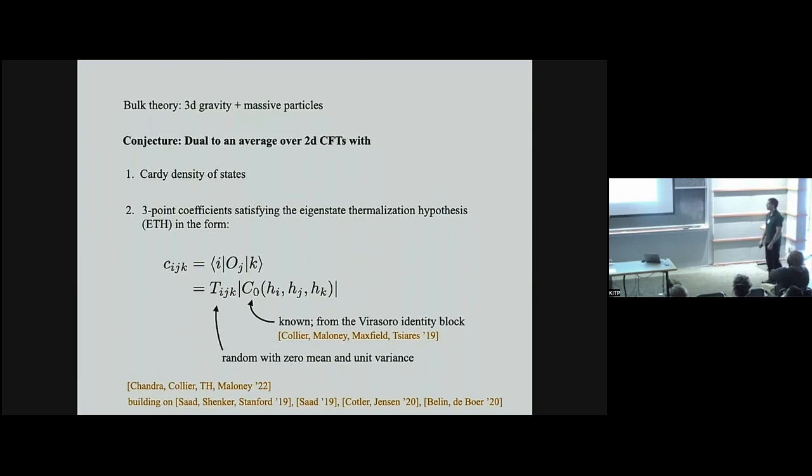Now, in a general CFT, it would only be reasonable to expect this ETH ansatz to be true at asymptotically high energies. But in a theory that's dual to gravity, there are good reasons to believe that this is true, not just at very high energies, but essentially whenever you're near or above the black hole threshold. So this defines an ensemble that we can then average over, because now we can average over this random part.